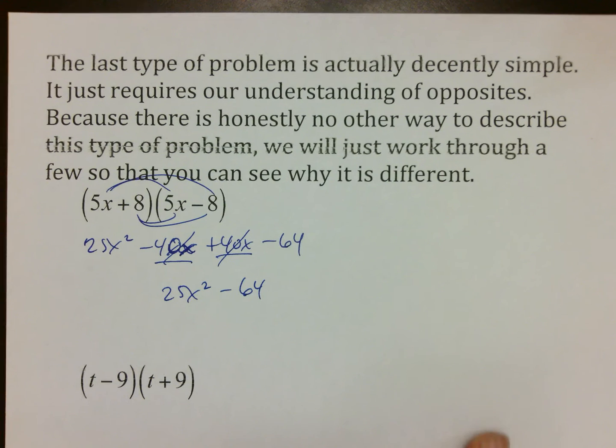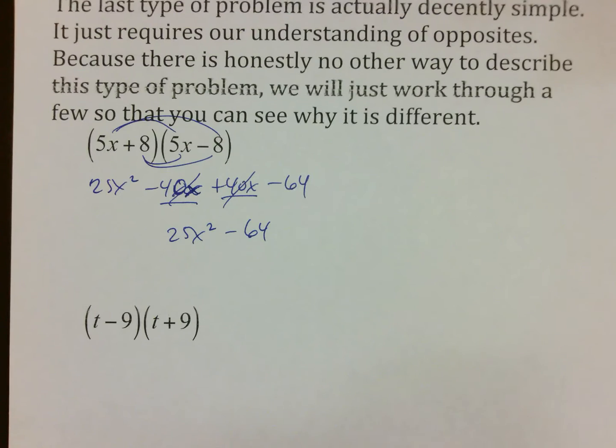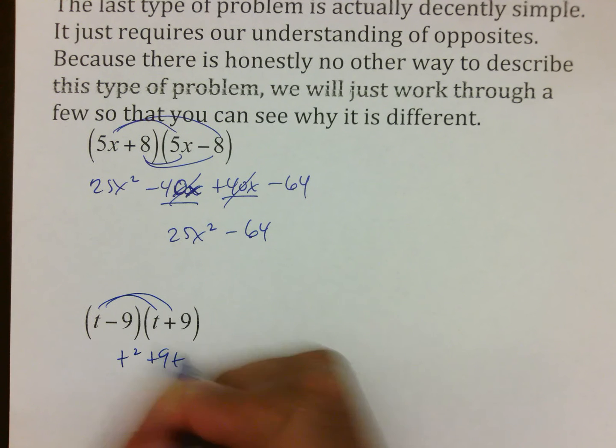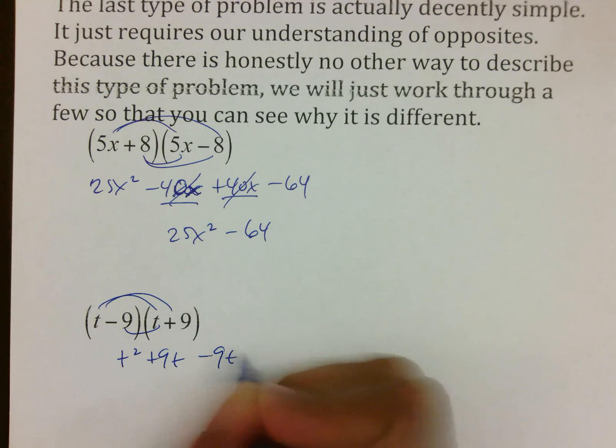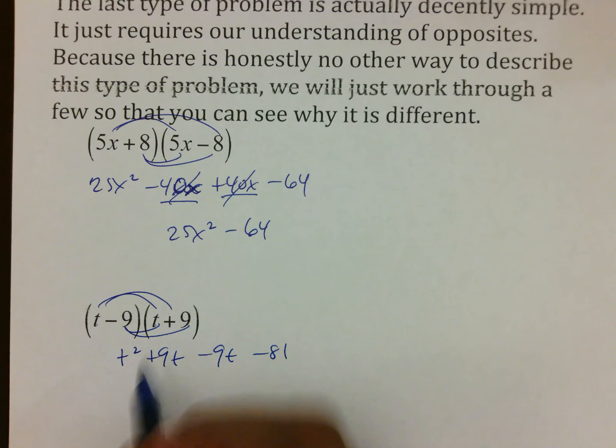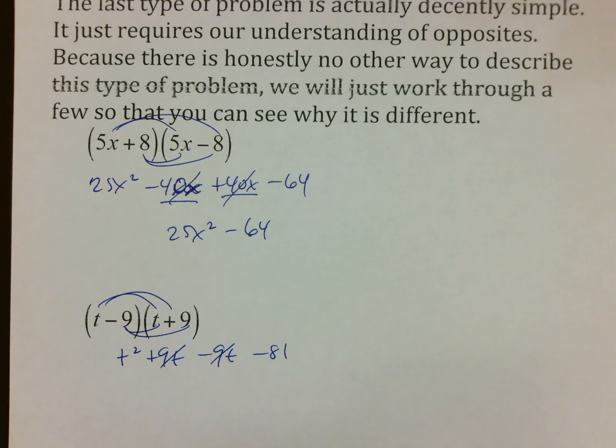And that is all. (t minus 9)(t plus 9) becomes t squared plus 9t minus 9t minus 81. Again, you notice these 9s, positive 9 and negative 9, cancel. Make sure they're opposites, because if it's positive 9 and positive, or negative and negative, they don't cancel. One has to be positive, one has to be negative, and you end up with t squared minus 81 as your answer.